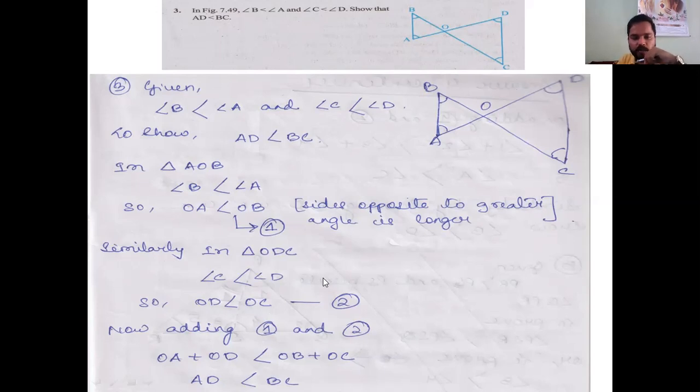So from 1 and 2, what we will get? If you add, then see, left hand side OA, left hand side OD. So OA plus OD. Right hand side OB, here OC. So OB plus OC. So OA plus OD, if you add, you will get AD, and OB plus OC you will get BC. It was asked to show that. The sign will not get changed, okay? This greater or lesser symbol will not get changed because we are not changing this, okay?